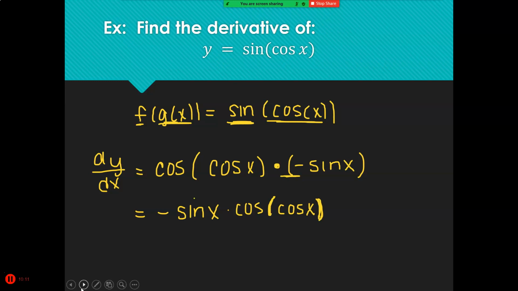And you just want to be really cautious of where you put your parentheses, etc. If it helps you, you can put parentheses around the x on sine x as well.